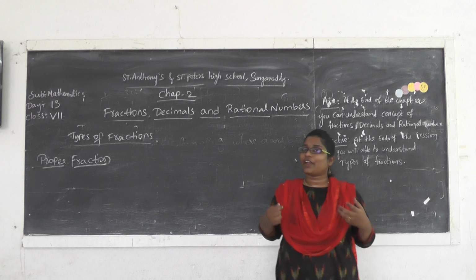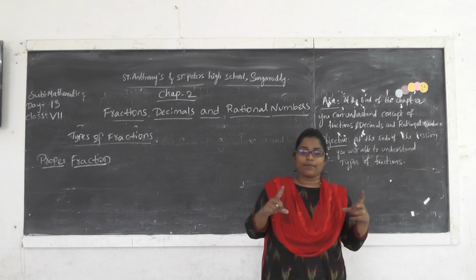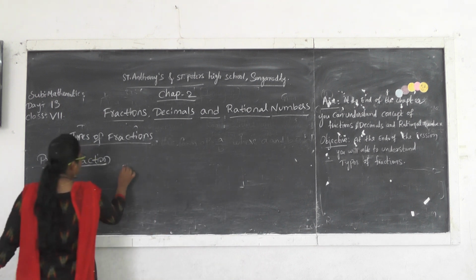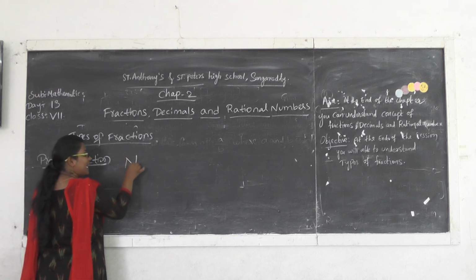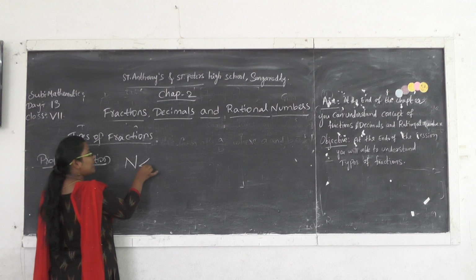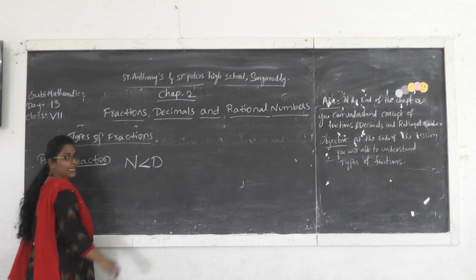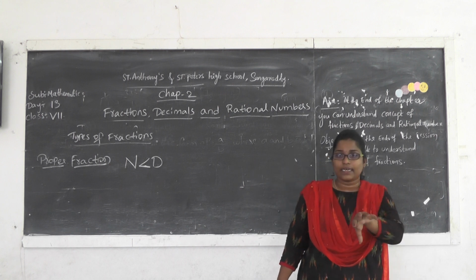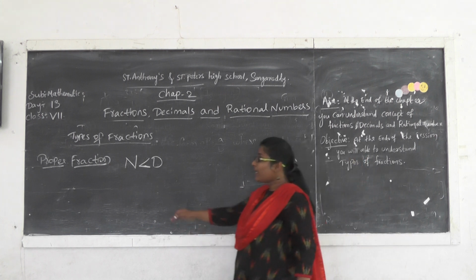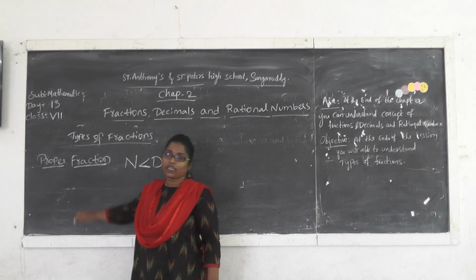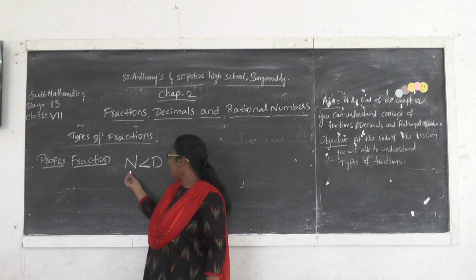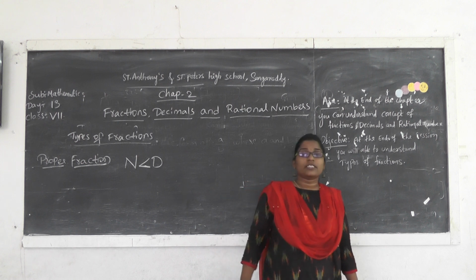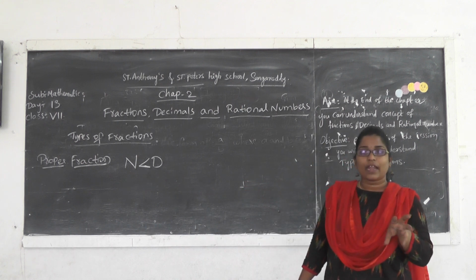You know that a fraction will be in the form of a by b, that means numerator and denominator. In the numerator and denominator, if the numerator is smaller than the denominator, then the fraction is said to be a proper fraction. Are you able to understand?